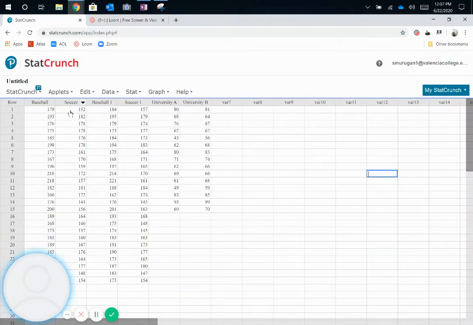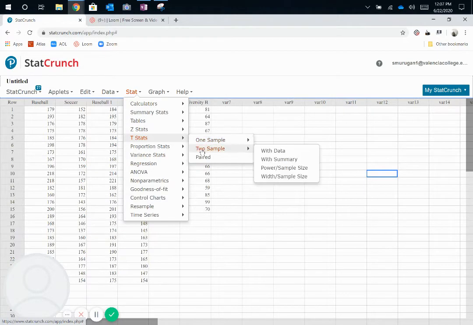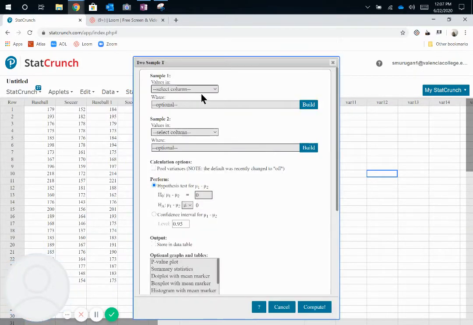And I have my baseball and soccer in the first two columns here. Now, Stat, T Stat, Two Sample, With Data. For Column 1, I'm selecting baseball. For Column 2, I'm selecting soccer. The hypothesis is equal to 0. If mu1 is equal to mu2, then mu1 minus mu2 is equal to 0, or mu1 minus mu2 is not equal to 0. Okay, and compute.